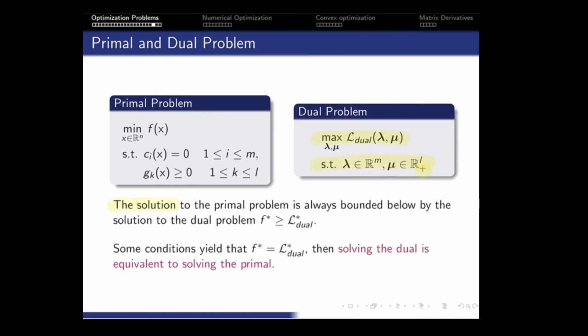Now the solution to the primal problem is always bounded below by the solution to the dual problem. This is what we have derived in the previous slide, and this becomes particularly interesting if we have that the solution of the primal problem f star is equal to the maximum solution of the dual problem. Then solving the dual is equivalent to solving the primal. But these conditions, this is where it gets a bit nasty. This is where it becomes a bit gritty, and which will be then only discussed for particular cases during the lectures when we need it.